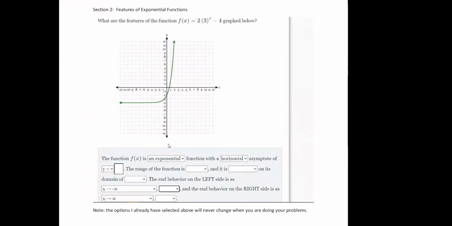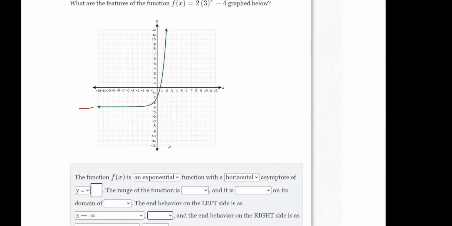So this says the function f of x is an exponential function with a horizontal asymptote of y equals. That will be the same for all the problems you look at. I think I only put 2 of these, if I remember right. But if you look at our asymptote, look where it gets really close to. It gets really close to -4. So that would just be y equals -4. If you look, that's where the asymptote is. That's where it's really getting close to.